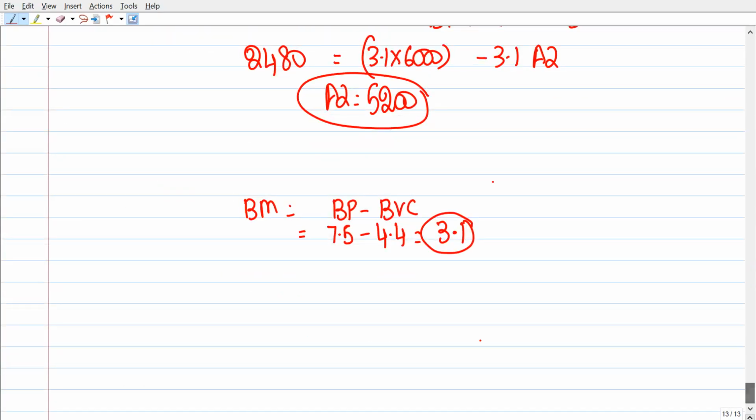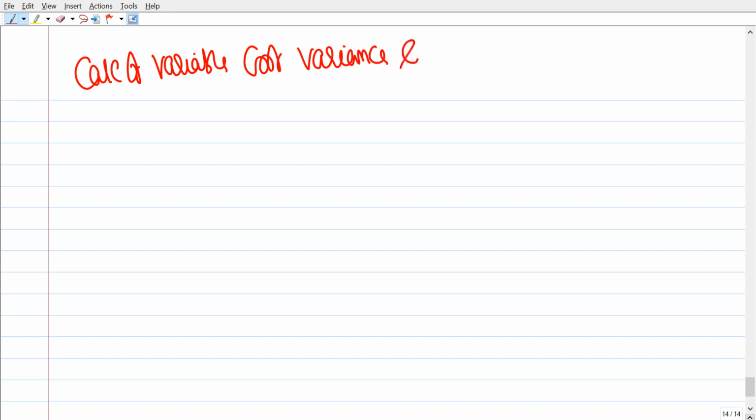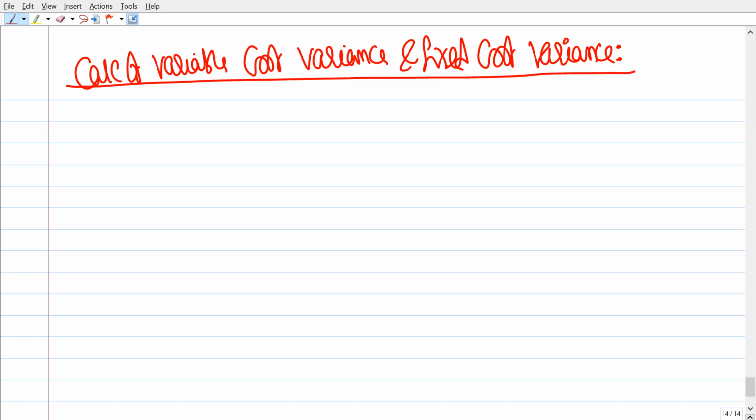Next, calculation of variable cost variance and fixed cost variance.